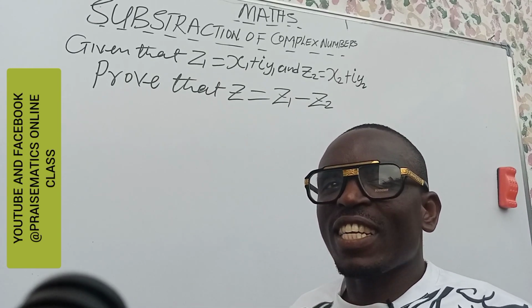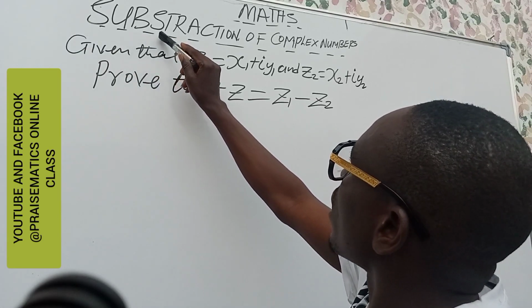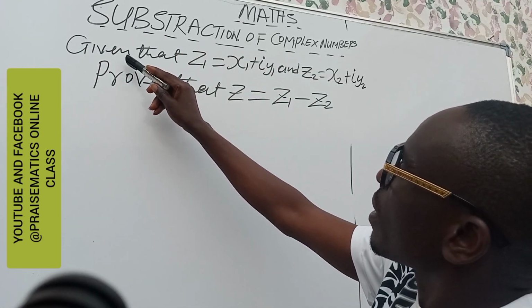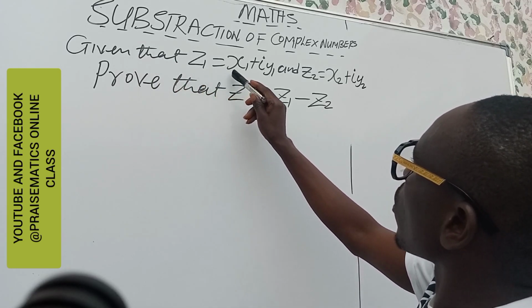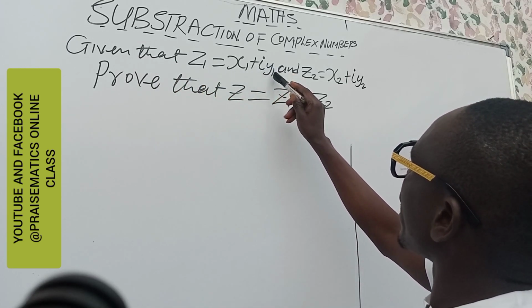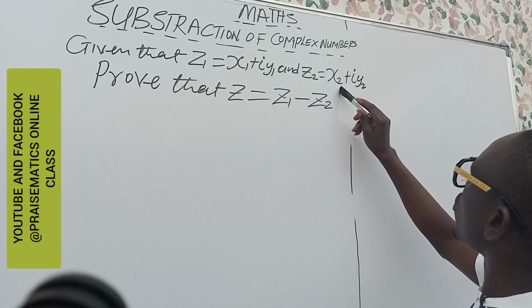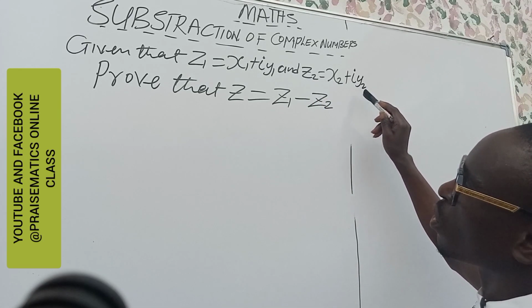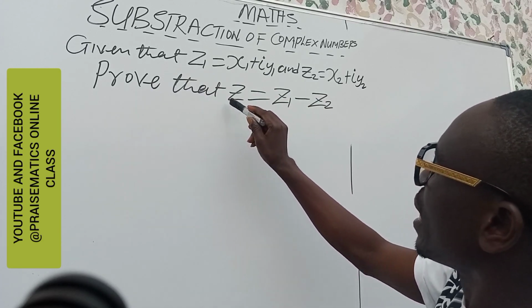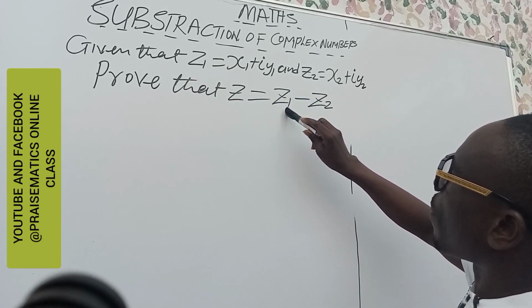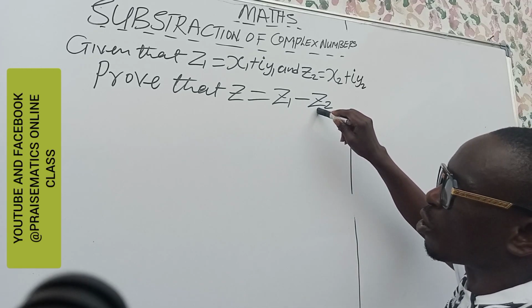In this class, we are asked to solve subtraction of complex numbers. Given that z1 equals x1 plus iy1 and z2 equals x2 plus iy2, we need to prove that z, which is a complex number, is equal to a complex number minus another complex number.